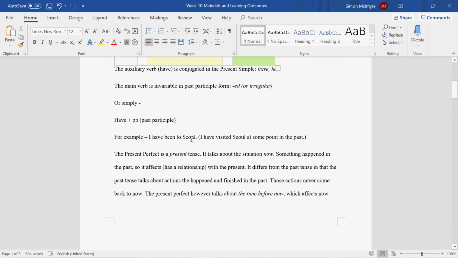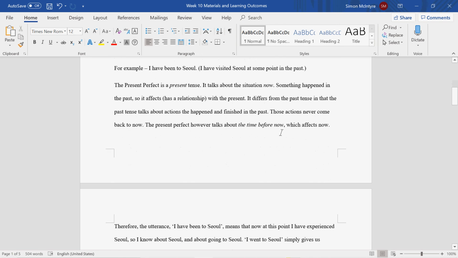I have been to Seoul, which means I have visited Seoul at some point in the past, and that relates to now. So this is the main thing I want to concentrate on for this week. For the final exam, I'll get you to ask questions talking about your partner's past experience, and we use present perfect to talk about past experience. So present perfect is present tense. It's something that happens before now that relates to now. It's very important.